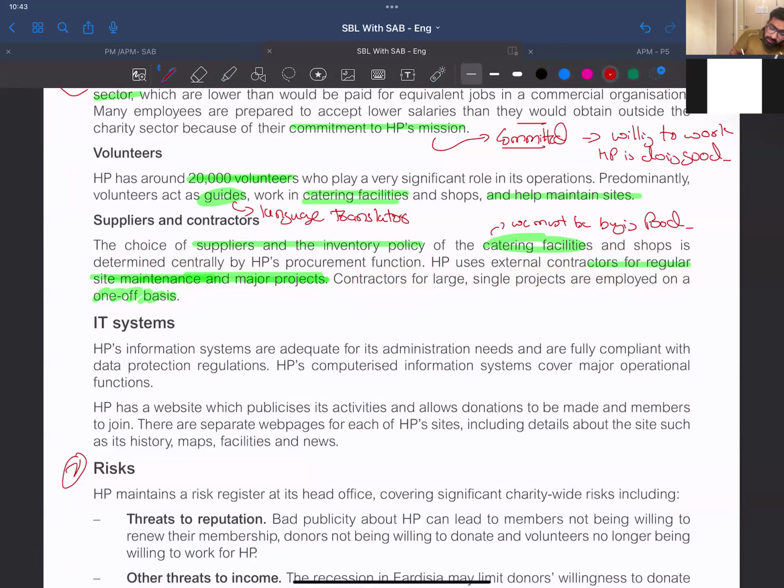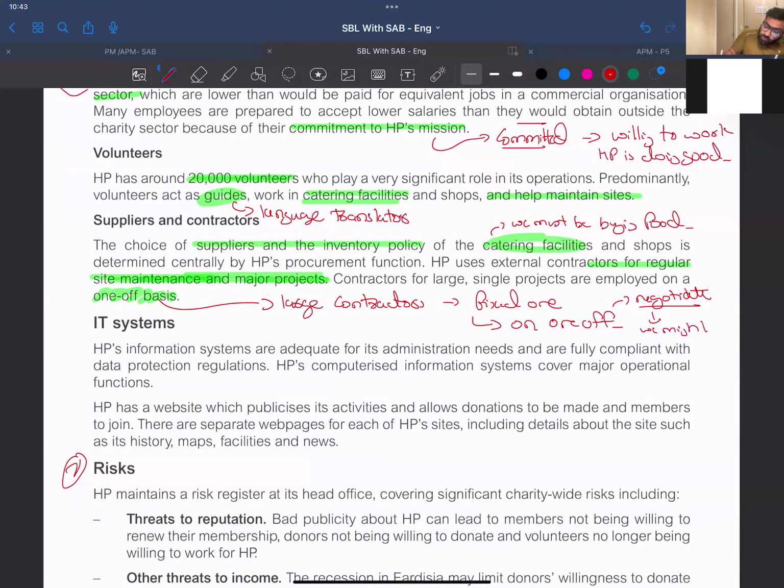Now, this is also an important term: large contractors are not fixed ones. This should be noted. They are on a one-off basis. So if a contract is large, I'll hire a supplier on a one-off basis, and I'll negotiate like that. This is the first time we are dealing with you, and if your work is good, we might consider you in the future. Their work is like this.